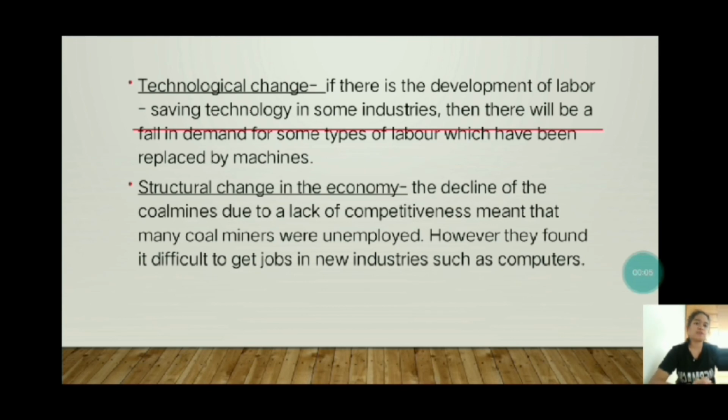If there is the development of labor-saving technology in some industries, then there will be a fall in demand for some types of labor which have been replaced by machines. Next is structural changes in the economy. The decline of the coal mines due to lack of competitiveness meant that many coal miners were unemployed. However, they found it difficult to get jobs in a new industry such as computers.